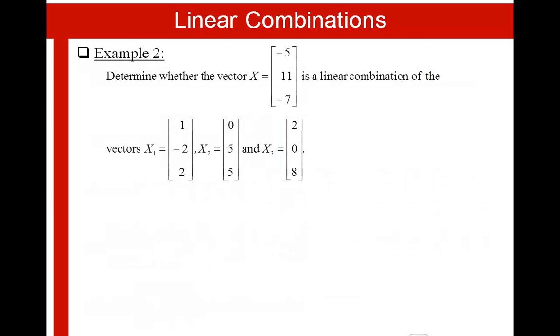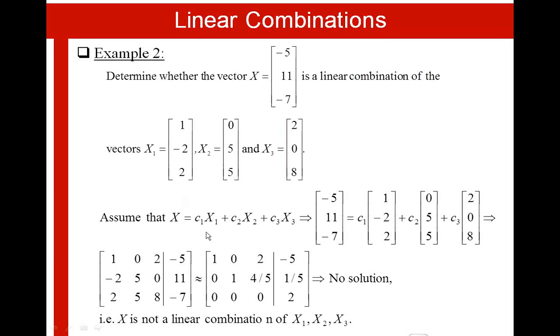Another example, which is a vector in R3. Determine whether the vector x equal to minus 5, 11, minus 7 is a linear combination of the vectors x1, x2, and x3. Again, we will do the same thing as before. Assume that x is equal to c1 x1 plus c2 x2 plus c3 x3. Therefore, minus 5, 11, minus 7 is equal to c1 times x1 plus c2 times x2 plus c3 times x3.